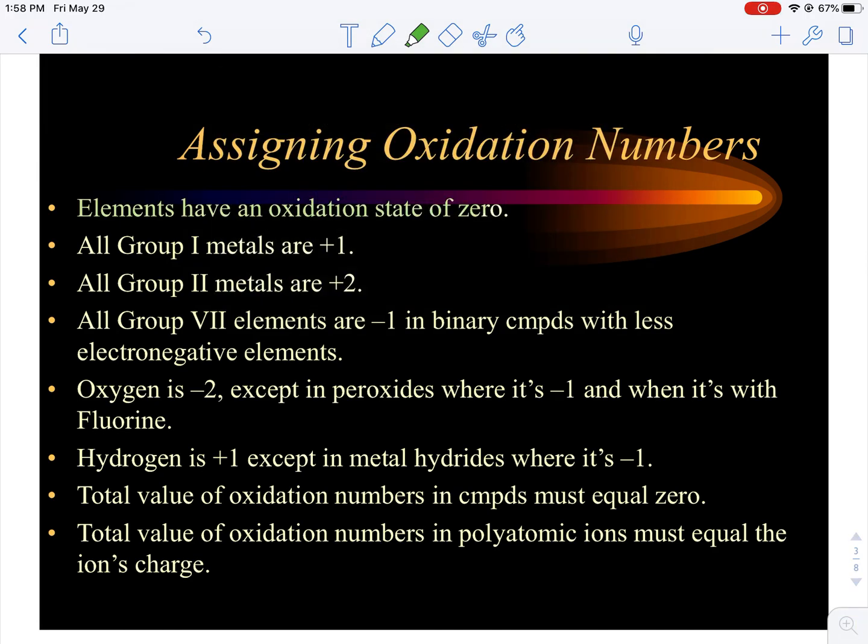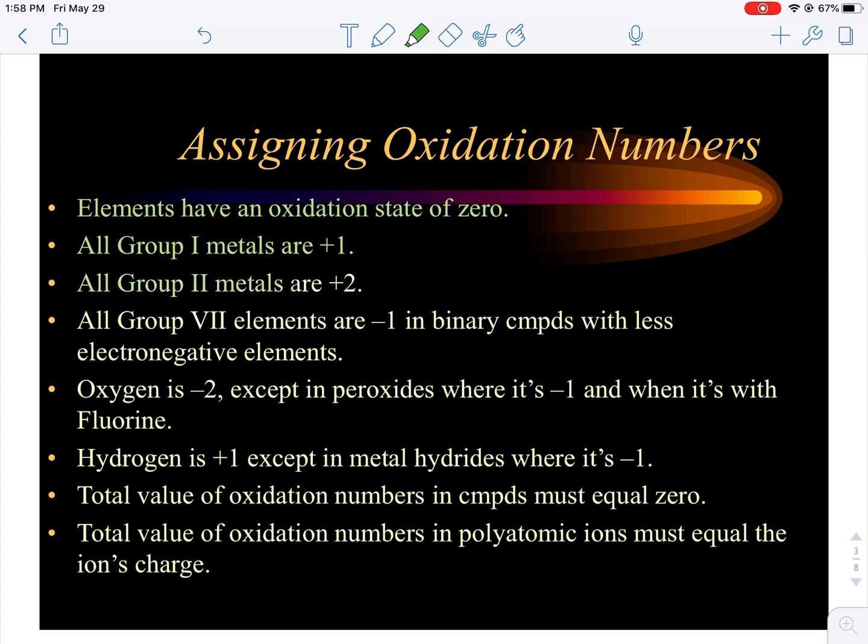Elements have an oxidation state of 0. Another way to rephrase that is elements have an oxidation number of 0. Oxidation number, elements. Let's keep going. All group 1 metals are +1. That kind of sounds like something we've done earlier this year.